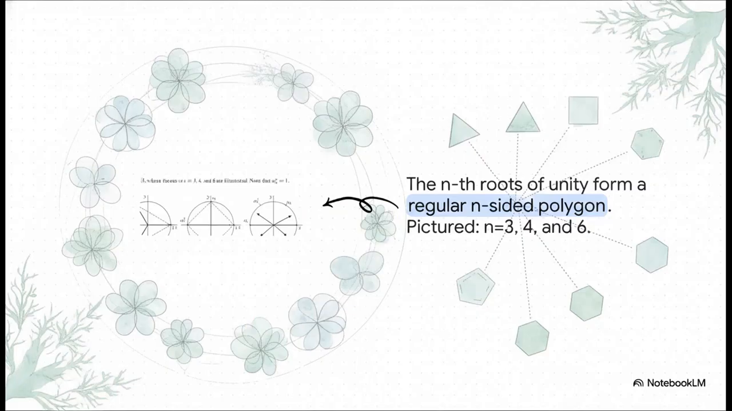And the result is just stunning. The roots aren't scattered randomly at all. They form the corners of a perfectly symmetrical polygon. For the number 1, its 3 cube roots form a perfect triangle, its 4 fourth roots form a square, and so on. It's a perfect example of the beautiful, beautiful geometry that's hidden inside the algebra.